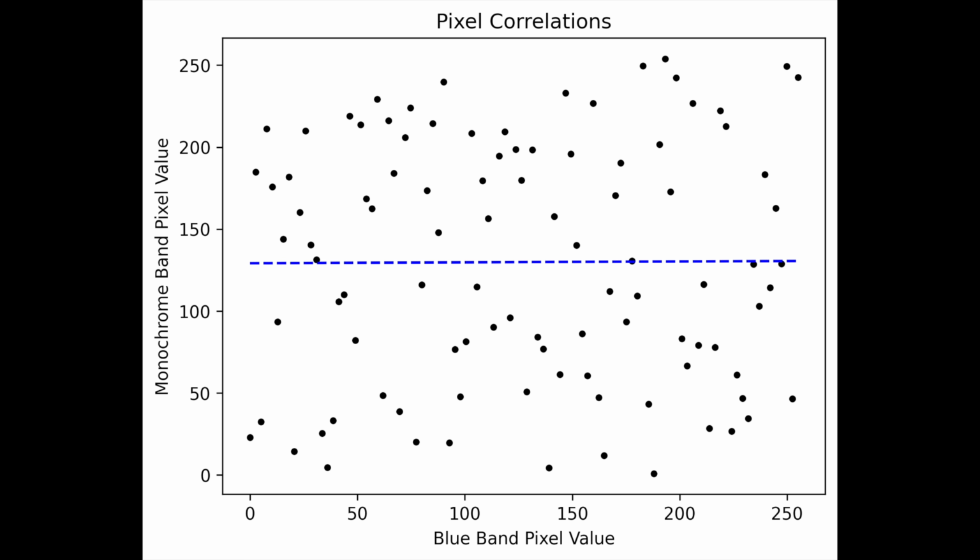Now consider a different pair of bands, say blue and monochrome, which could have a weak correlation. In this case, there isn't a clear relationship between the two. If we look at the same anomalous pixel, it appears far less unusual in this space. That's because weak correlations produce a wider distribution, so it takes a larger deviation to be considered equally anomalous.